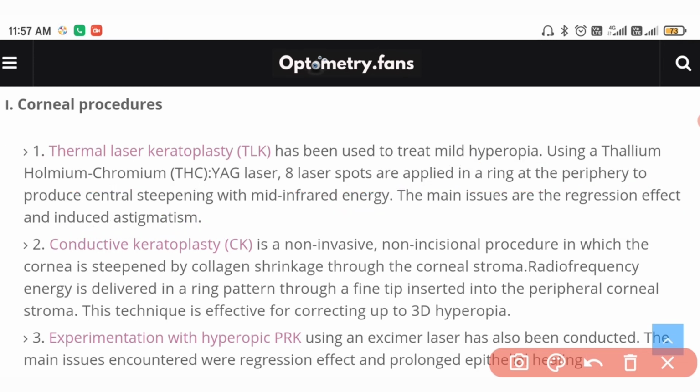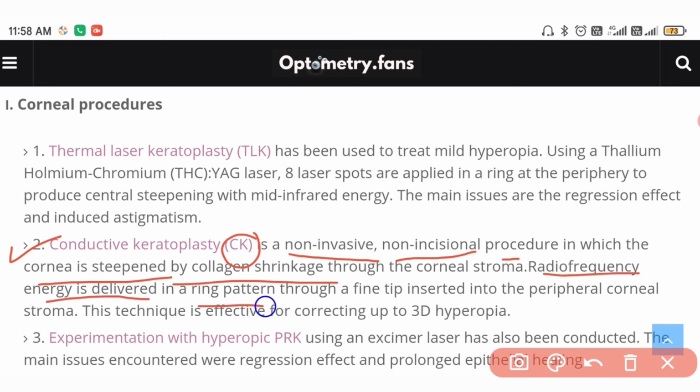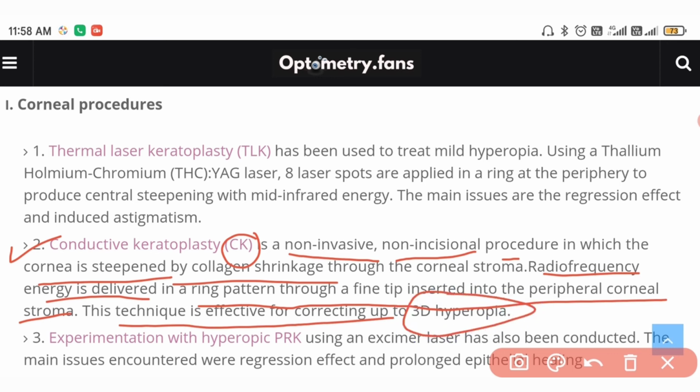Next is conductive keratoplasty, in short known as CK. It is a non-invasive, non-incisional procedure in which the cornea is steepened by collagen shrinkage through the corneal stroma. Radio frequency energy is delivered in a ring pattern through a fine tip inserted into the peripheral corneal stroma. This technique is effective for correcting hypermetropia up to +3 diopter.